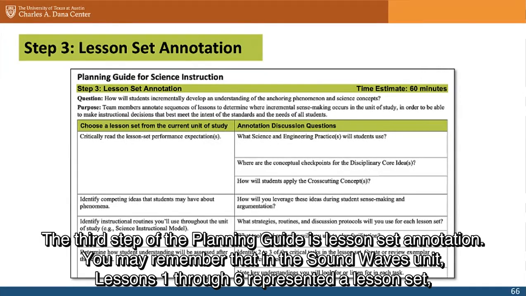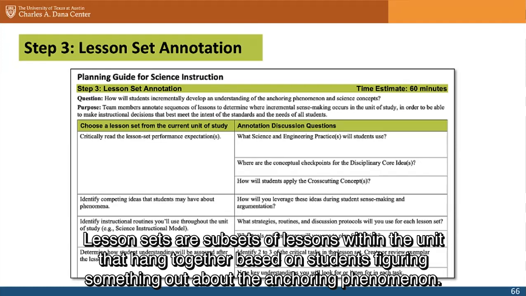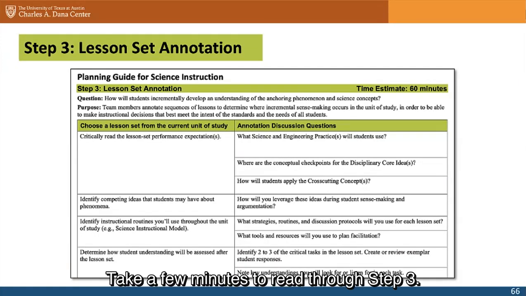The third step of the unpacking guide is lesson set annotation. You may remember that in the sound waves unit, lessons 1 through 6 represented a lesson set, and that within OpenSciEd, the end of a lesson set often includes putting pieces together routine. Lesson sets are subsets of lessons within the unit that hang together based on students figuring something out about the anchoring phenomenon. Take a few minutes to read through step 3.